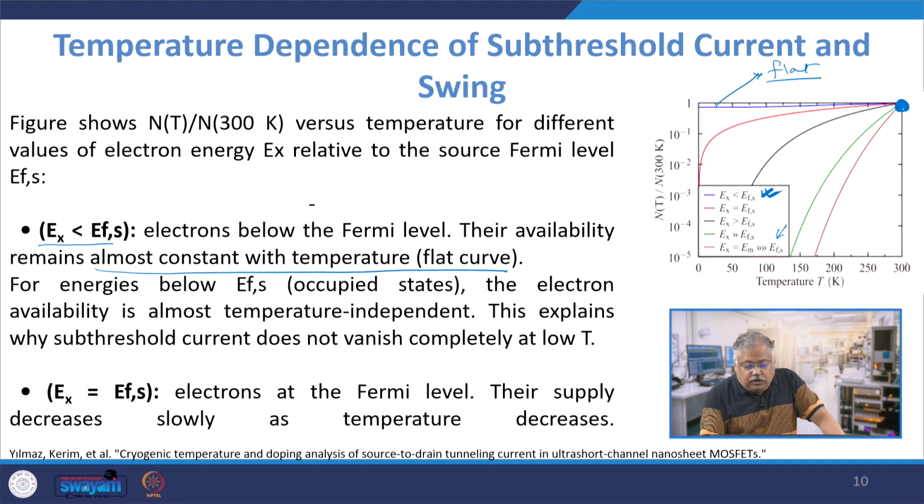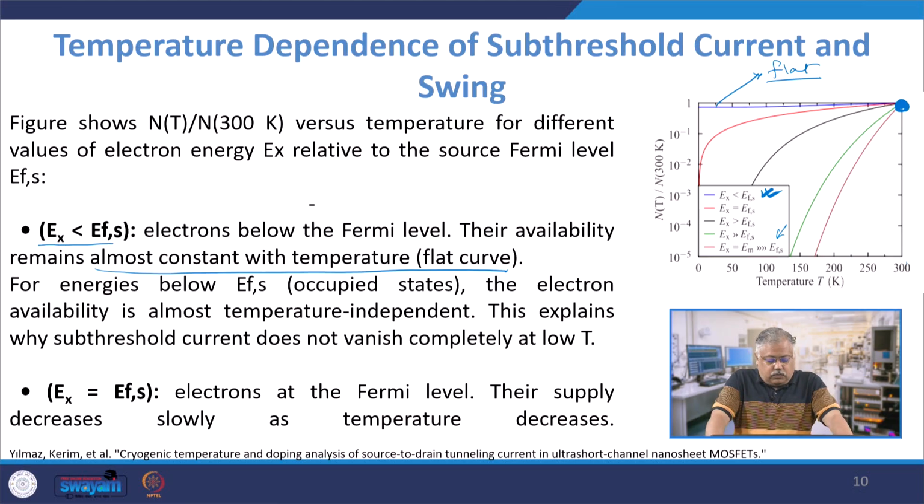For energies below EFS, what is happening? The electron availability is almost temperature independent, and that is the reason why the subthreshold current does not vanish completely at low T. Even at low temperature, you still have some charge carriers which can participate in the switching process.